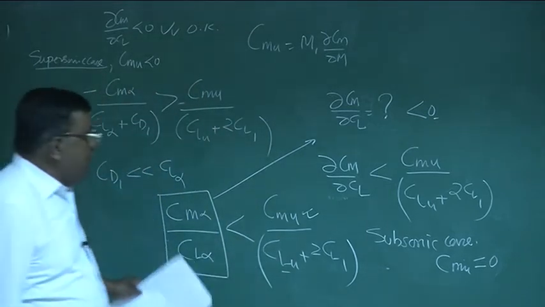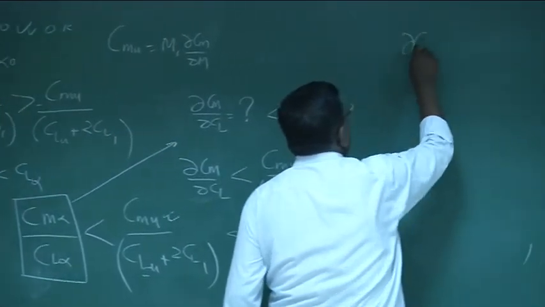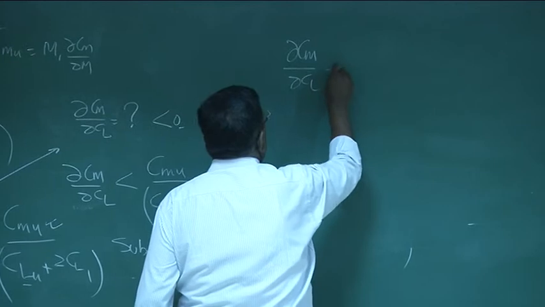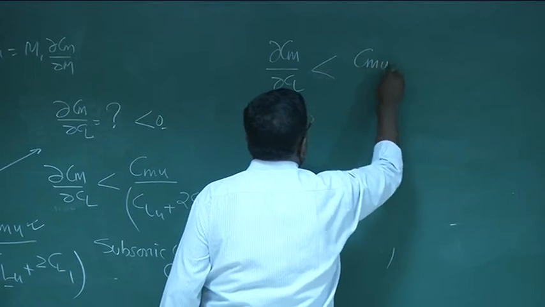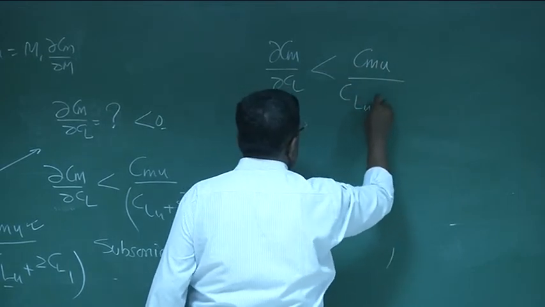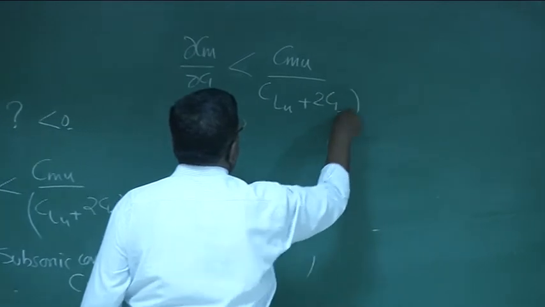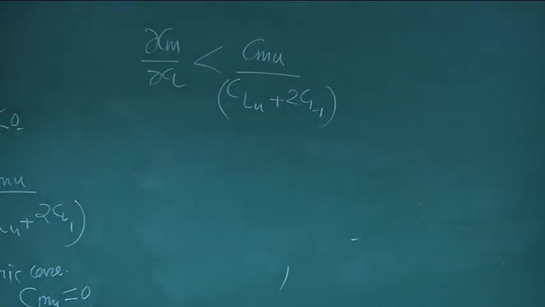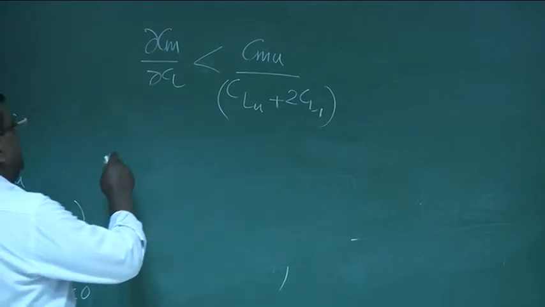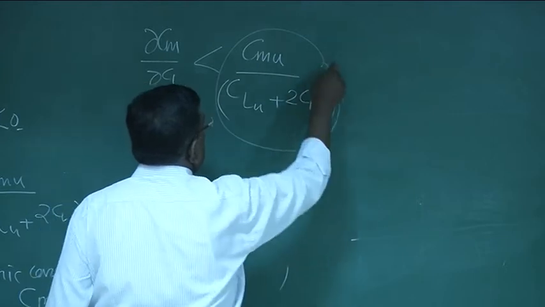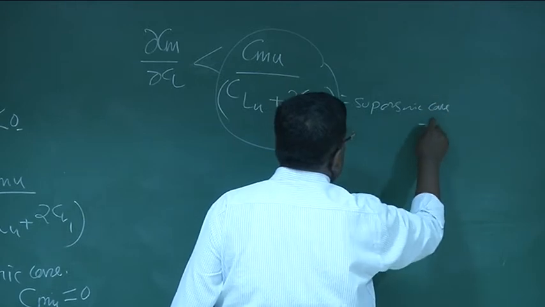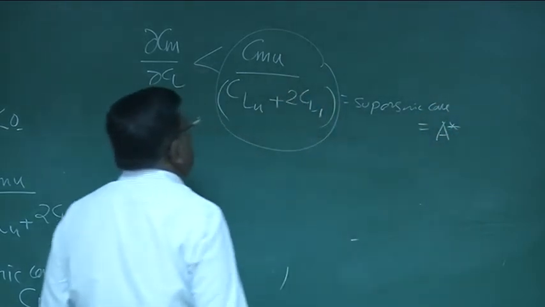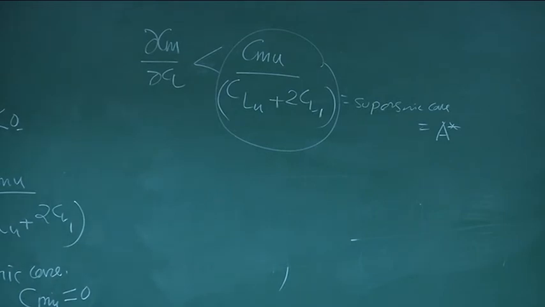Let us see that. So we see here that dCm/dCl should be less than CMU/CLU plus 2CL1. We know CMU is negative for the supersonic case, so dCm/dCl less than 0 is fine. But what is, let's say, this number for the supersonic case, A star? I can get the value of CMU, I can get the value of CLU and CL1.